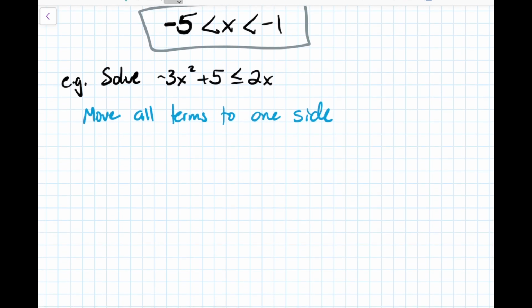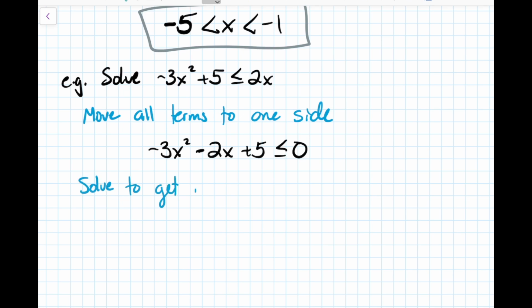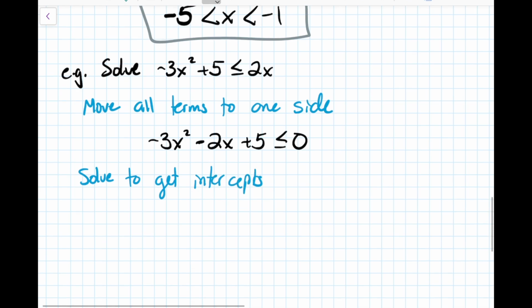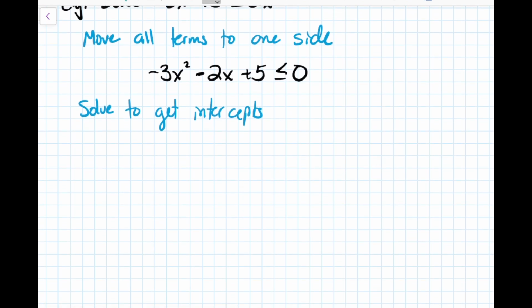So if we move that 2x, we've got -3x² - 2x + 5 ≤ 0. Now we want to solve to get the intercepts. And this thing is factorable, so let's go ahead and factor it.